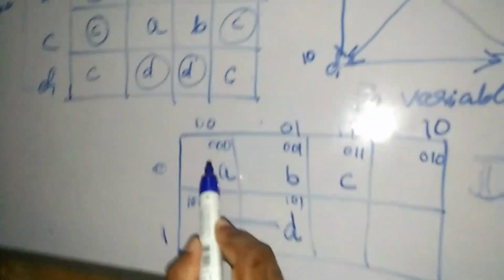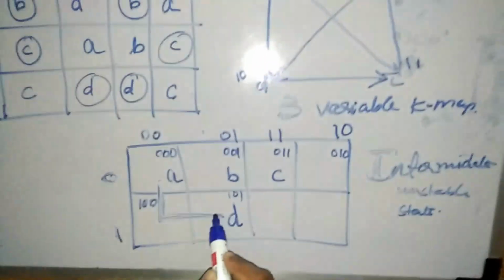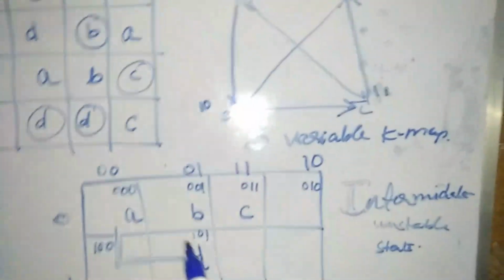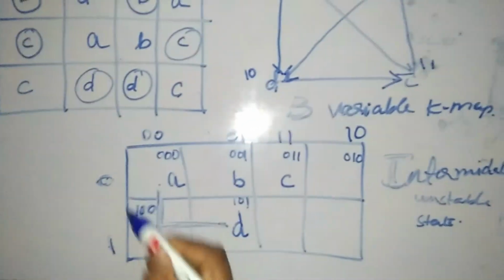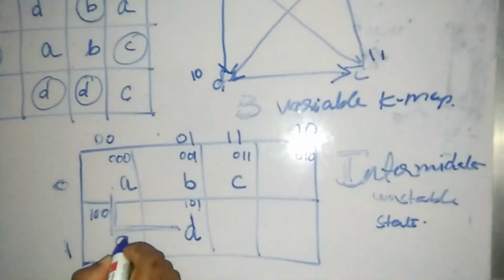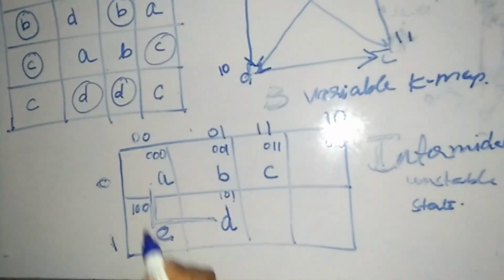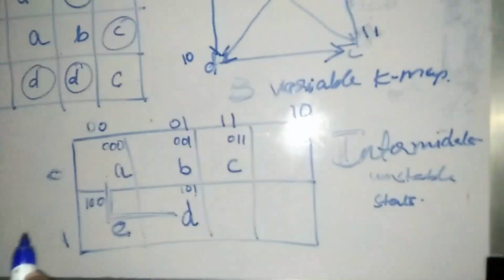Now if you take 1, 0, 0 and 0, 0, 0, they differ by only one position, correct? So this is called an intermediate unstable state. Here, if you take these two, 1, 0, 0 and 1, 0, 1, they differ by one position. So our race problem, or the race condition, is solved by the addition of this intermediate state, which I shall name E. Clear? So I am naming this intermediate state E. Now, this solves the problem of my race condition.